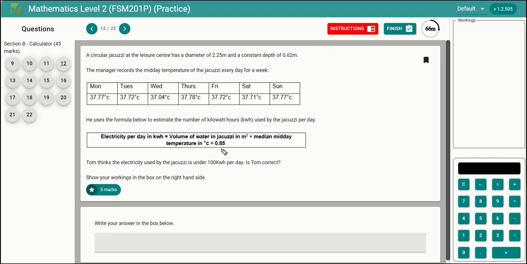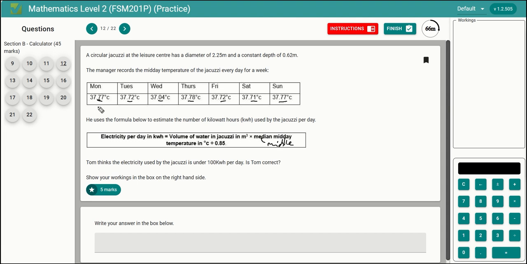Okay, so I'm going to work out the median midday temperature first. That's quite easy. Remember that the median is just the middle value, but it's only the middle when they are in order. So we need to put these in order. Now, they're quite irritating to put in order because they all begin 37 point something. So I'm going to ignore the 37 point something and just focus on the 2 digits that come afterwards.